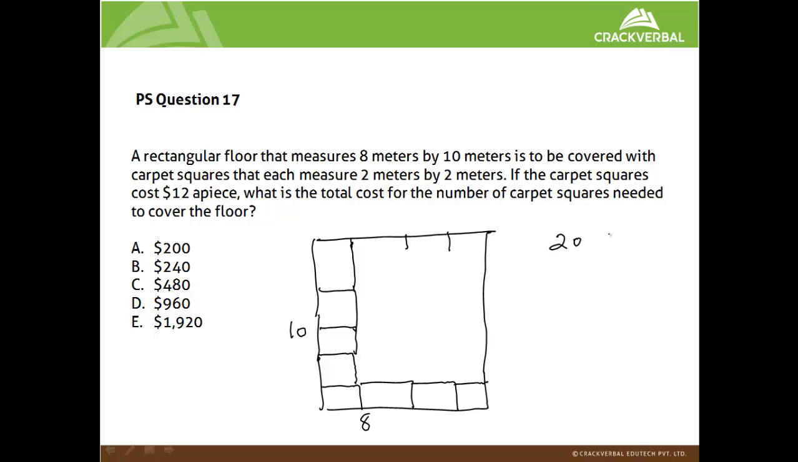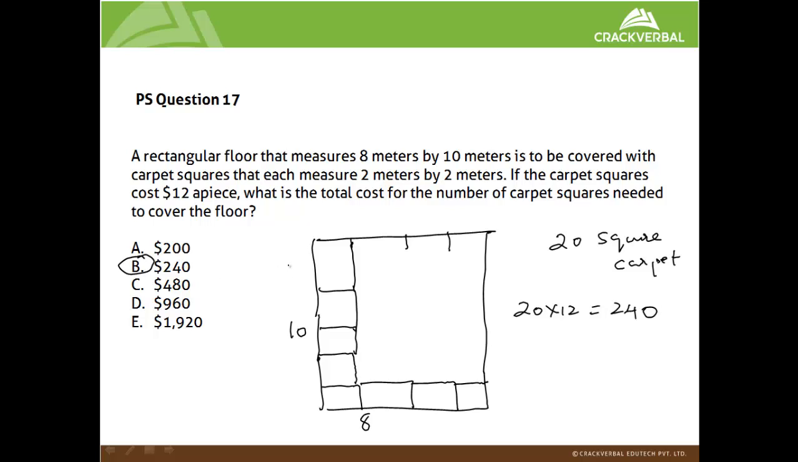So if 20 square carpets are needed, then they have given $12 a piece. Each carpet square costs $12 apiece. So 20 into 12 is nothing but 240. Answer has to be B. You can eliminate all the other answer choices.